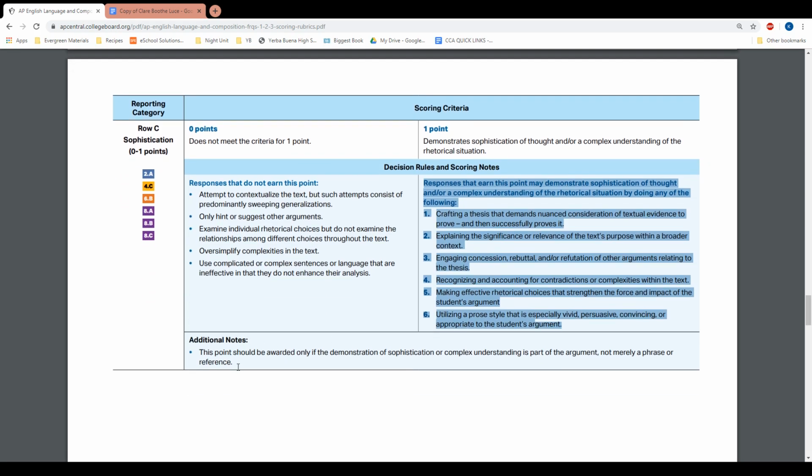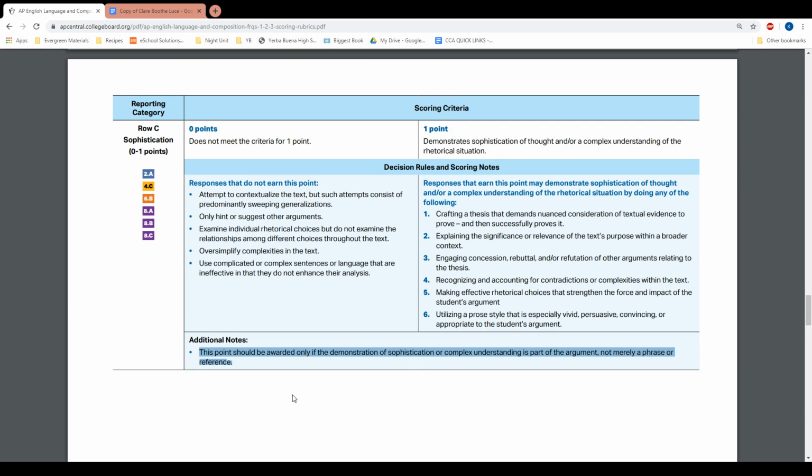So an additional note, and the last thing to talk about: this point should be awarded only if the demonstration of sophistication or complex understanding is part of the argument, not merely a phrase or reference. So here, it means that one of the 6 examples ties in with the entire essay itself and is clear in terms of why you include it in the first place. It's incorporated, it's not forced, it is naturally in your argumentation there.